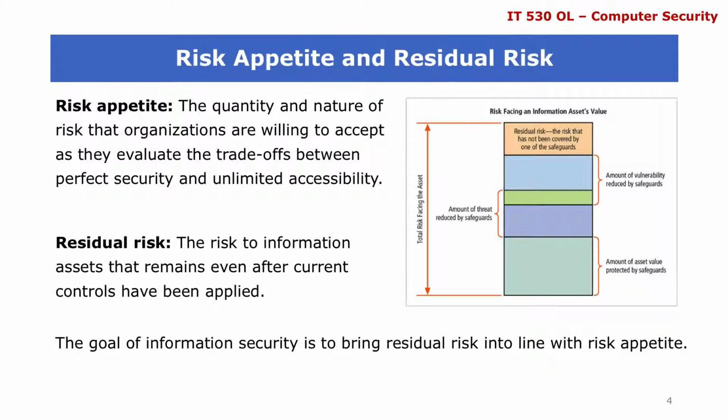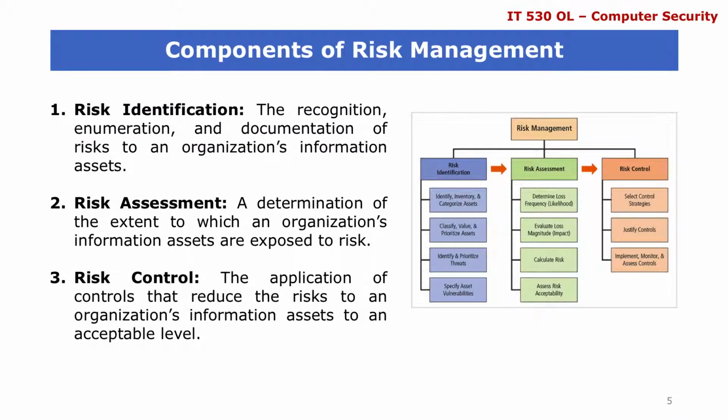At the end, the goal of information security is to bring residual risk in line with risk appetite. Now, some components of risk management include risk identification, risk assessment, as well as risk control. Risk identification has to do with the ability of an organization, an individual, as well as an information security professional to recognize, enumerate, and document risk that applies to the information assets of an organization.